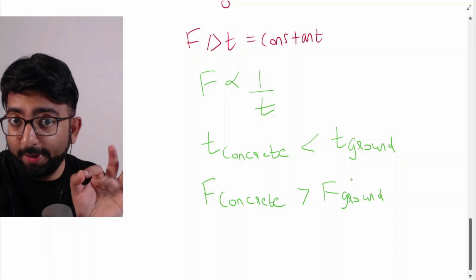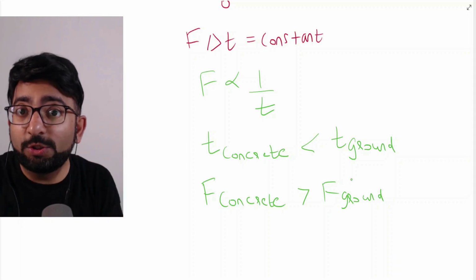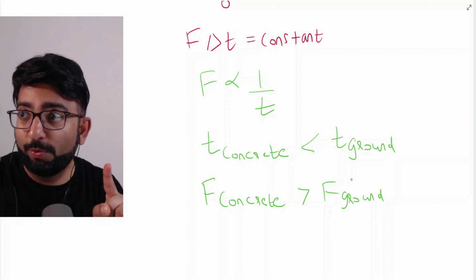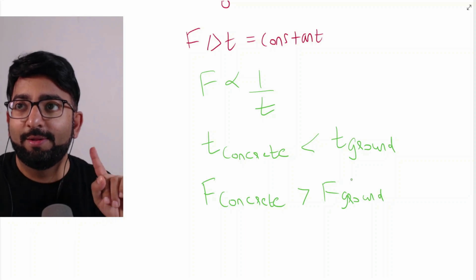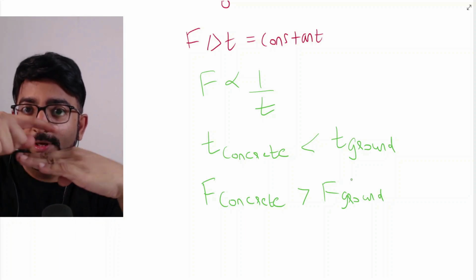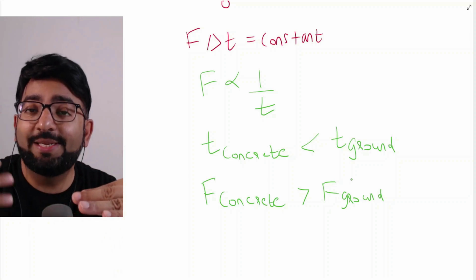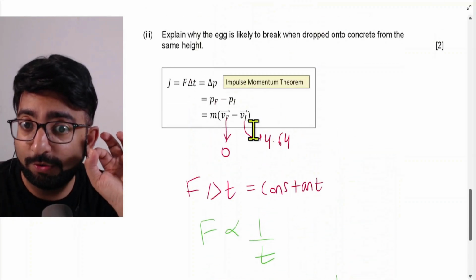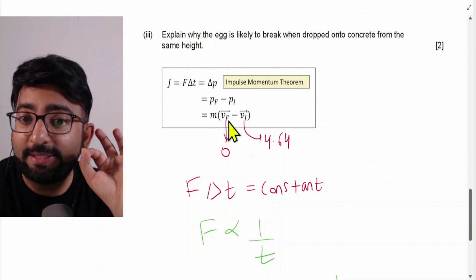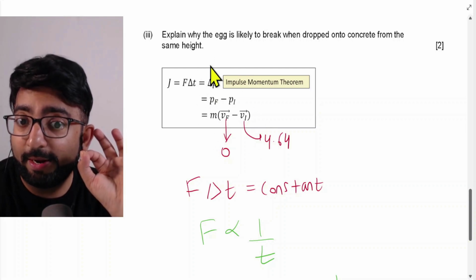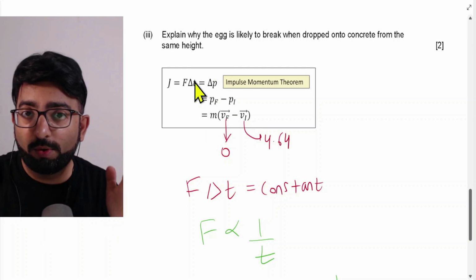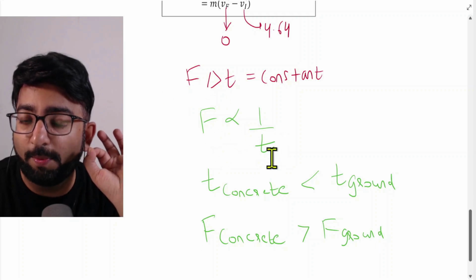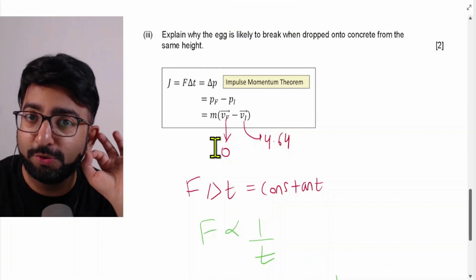Let me repeat. According to this deduction, the force which the egg experiences because of concrete will be much larger compared to the force acting on the egg due to the ground. That is why, when an egg hits a concrete surface, because the force is large, it is much more likely to break than on the ground. And that's how we solve this question. Let me repeat what we have done. Initially, we showed that the right-hand side, which is delta P, is constant in both cases, concrete as well as ground. Since the right-hand side is constant, force is inversely proportional to time. And that is the approach we use to solve this question.